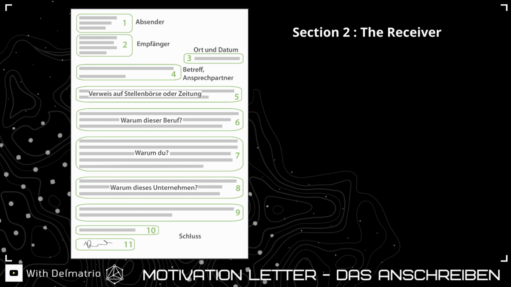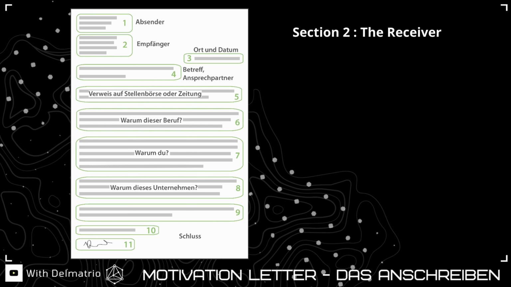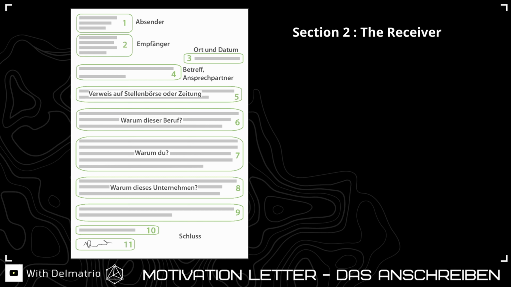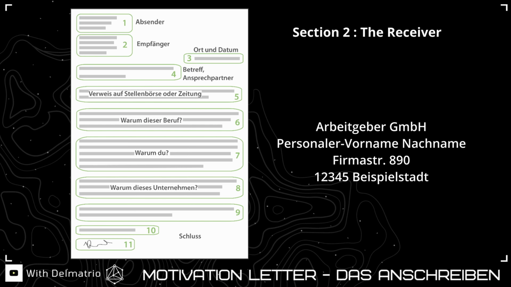The next section is the receiver section of your motivation letter. It is where you provide the recipient's contact information. It can be that you are sending it to the company and you can specify the person you are addressing. This section should be below the Absender in this case, which is on the left-hand side of your letter. And here is an example of what to write in German.